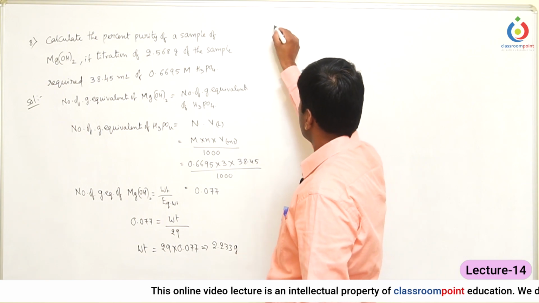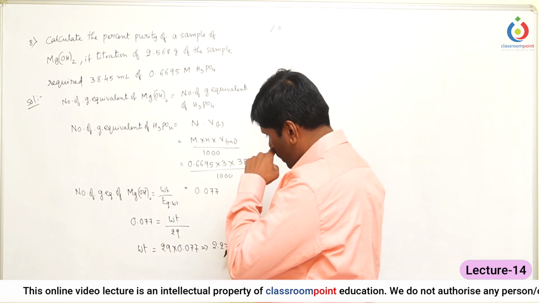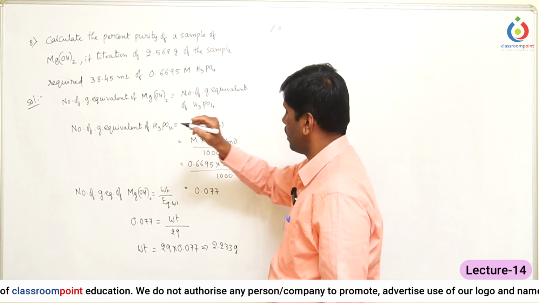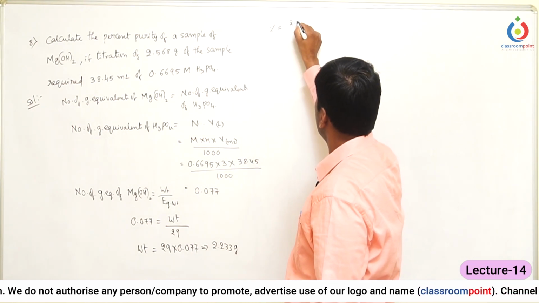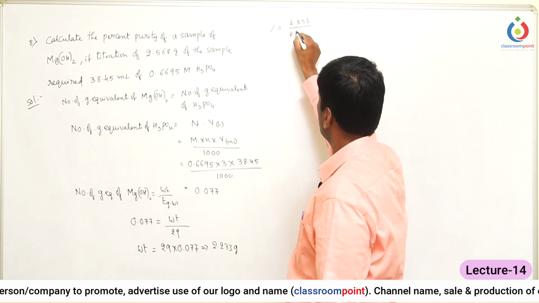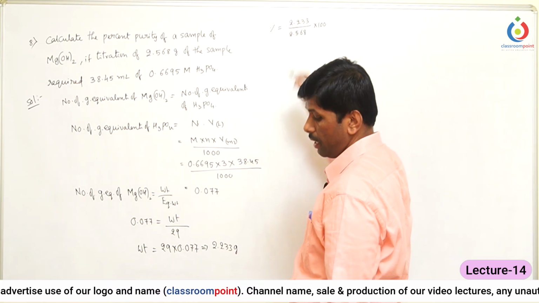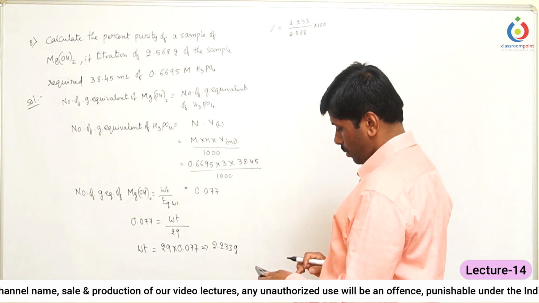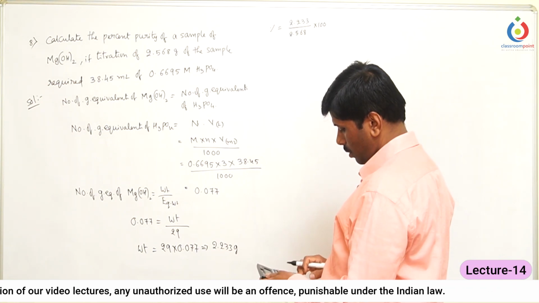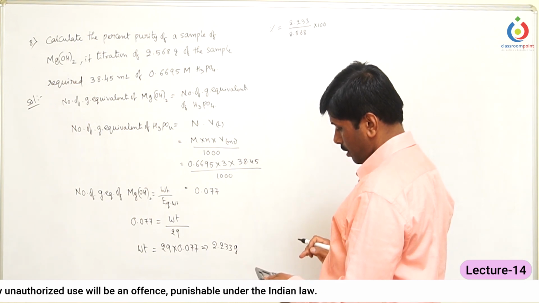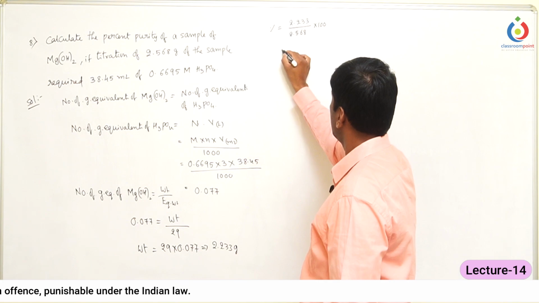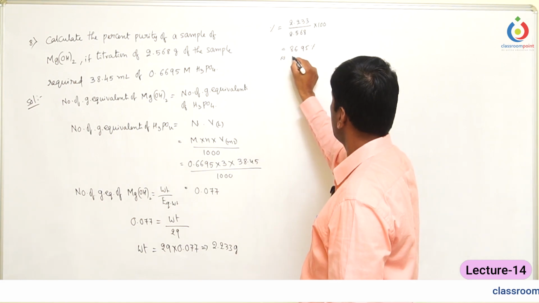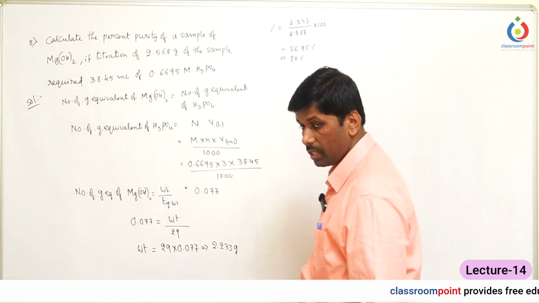So how to calculate the percentage? Percentage purity is equal to, what is the actual mass required? 2.233 grams. What is the given mass here? 2.568 grams. So 2.233 divided by 2.568 into 100. So this calculation: 2.233 into 100 divided by 2.568 equals 86.95. So this value is 86.95%, approximately equal to 87% we can consider.